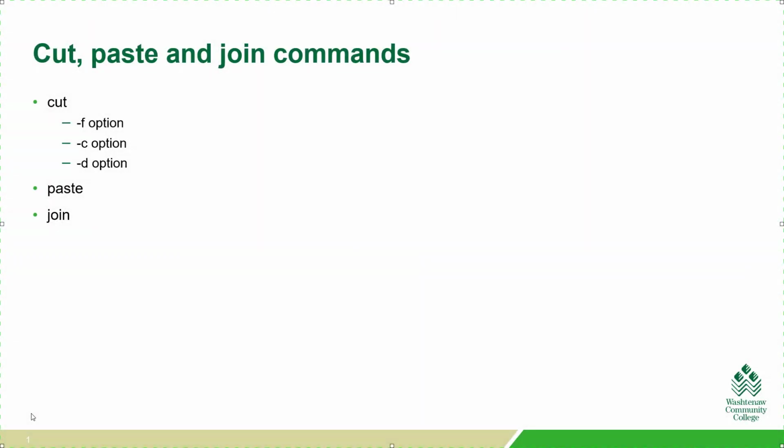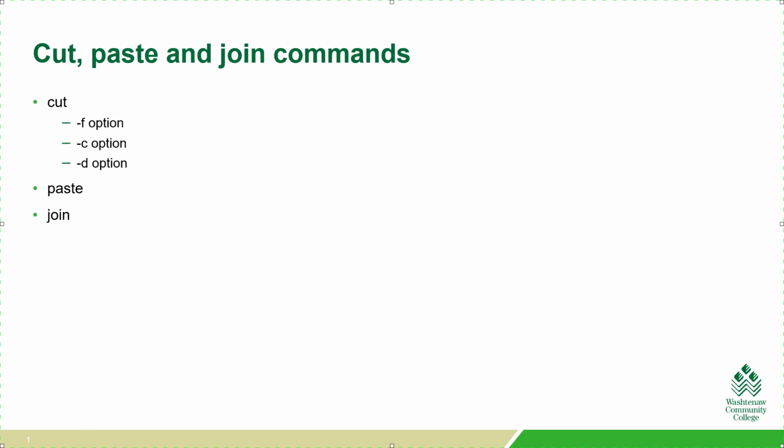To summarize, we looked at the cut command. We looked at the F option, which pretty much would select the column for us. We looked at the C option, where we could actually take the parts of the column. So say, for example, we were in column 3 and we did 7 to 10, it would start on character 7 and go to character 10. And then we looked at the D option, which would allow us to put in a delimiter.